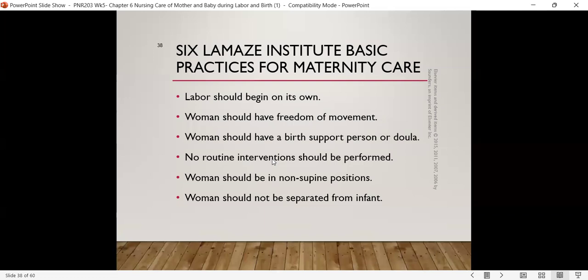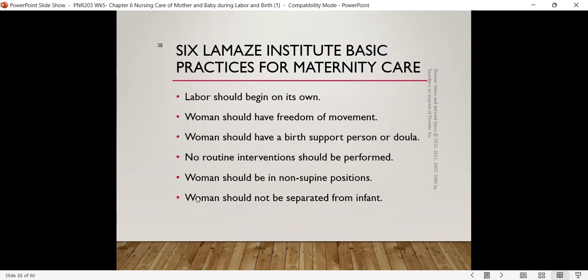And no routine intervention should be performed. Well, we don't do that. We actually limit how many sterile vaginal exams we do to a woman. Okay. And then women should be in a non-supine position. Well, I'm going to tell you, I never put my ladies in a supine position because they can get that supine hypotension syndrome. And I don't want to create that. And I don't want a baby to have a problem, his heart rate go down. So I always have my patients in a lateral position, or a sitting up position that she's comfortable in and can breathe very well.